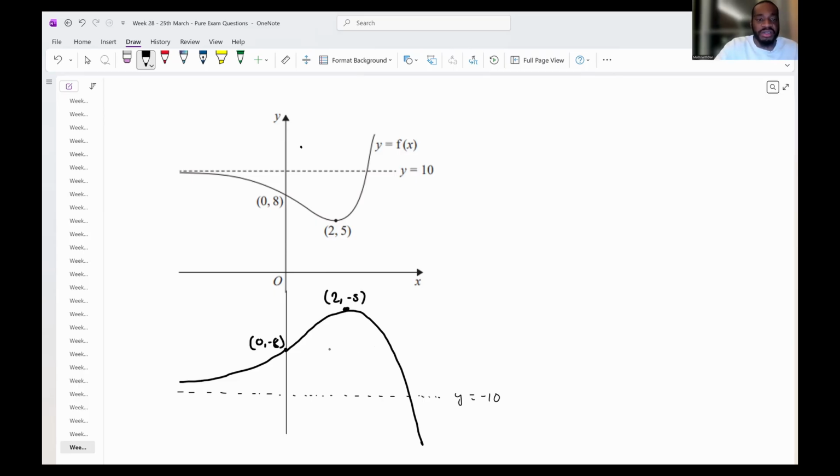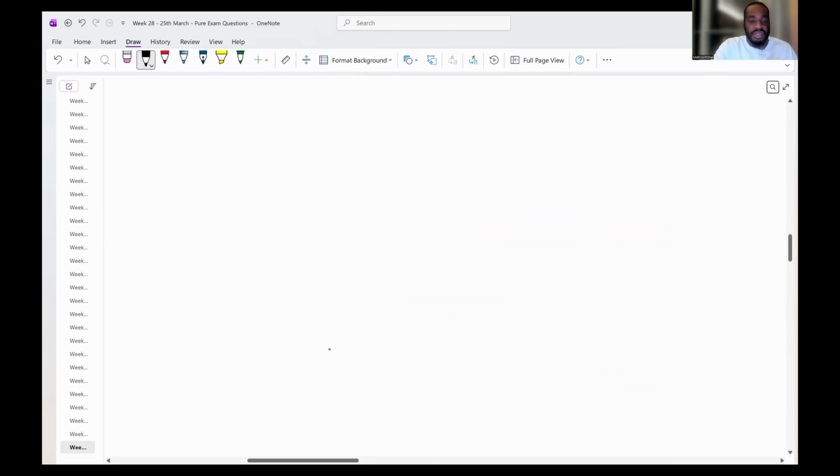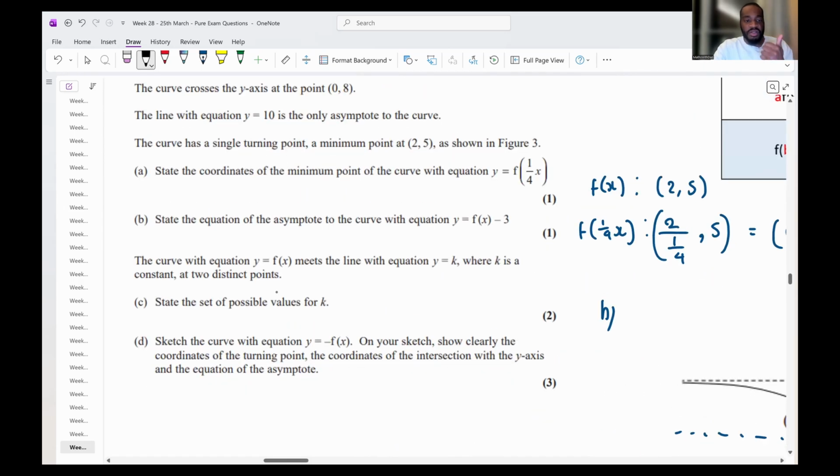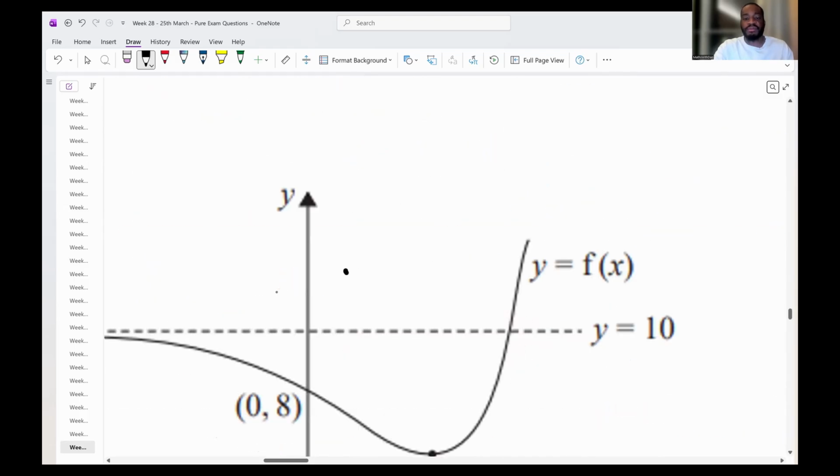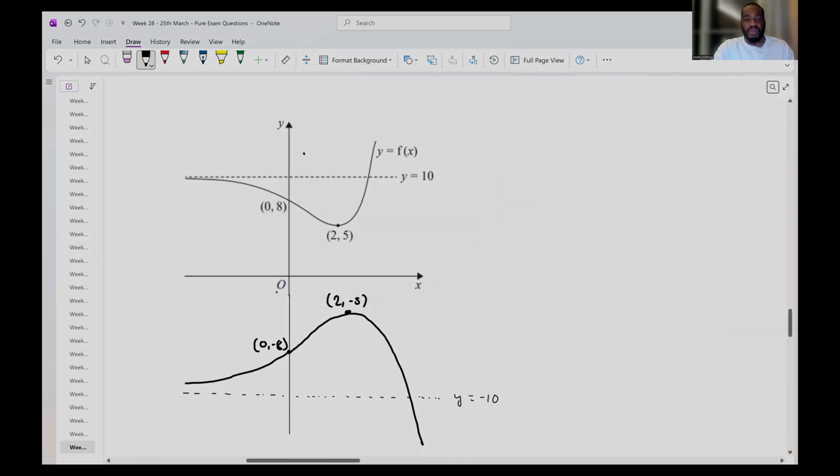And they asked us for, what did they ask us for? So for part D, where is it? Asked us for the coordinates of the turning point, which you've done, coordinates of intersection with the y-axis, which you've done, and the equation of the asymptote, which you've done. So we get our 3 marks. Anybody get that correct?